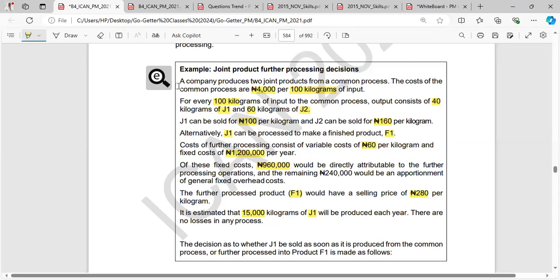Now, we want to take a decision on J1. Should we sell J1 as soon as it is produced from the common process, or should we further process it to F1? So the problem here is, should we process J1 further, or should we not process it further and sell it as J1? All right, so let's see what the solution will look like.